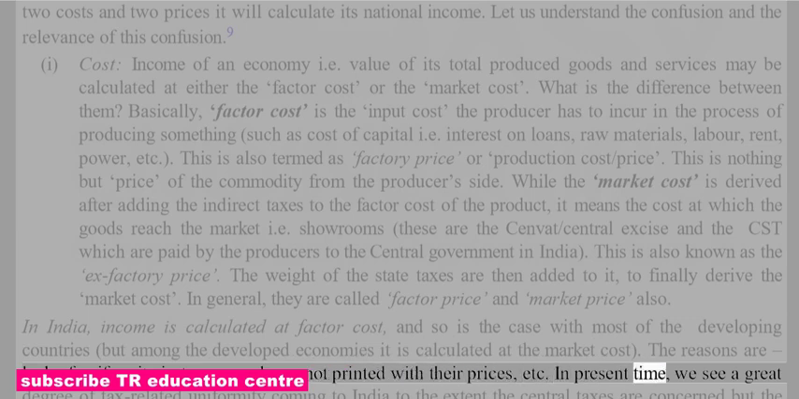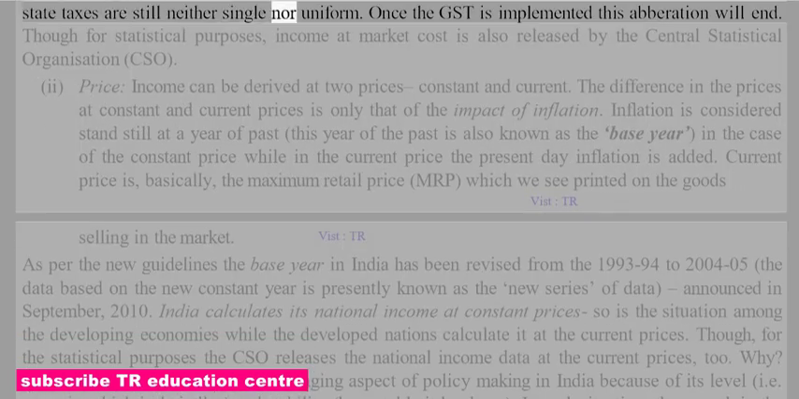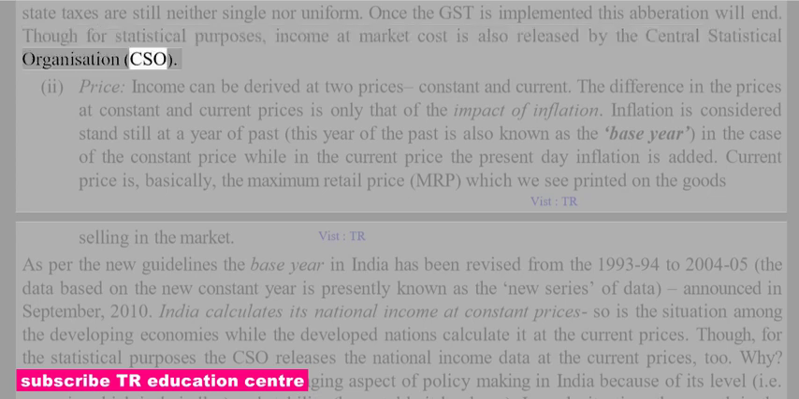In present time, we see a great degree of tax-related uniformity coming to India to the extent the central taxes are concerned, but the state taxes are still neither single nor uniform. Once the GST is implemented, this aberration will end. Though for statistical purposes, income at market cost is also released by the Central Statistical Organization, CSO.